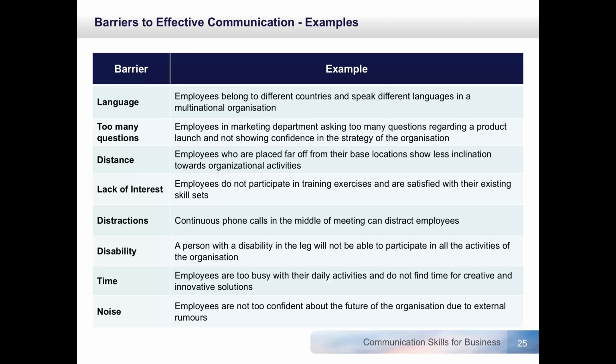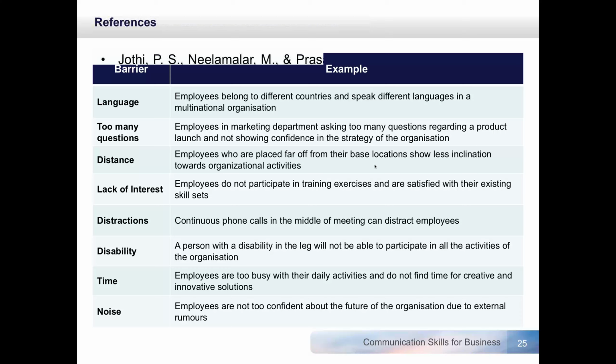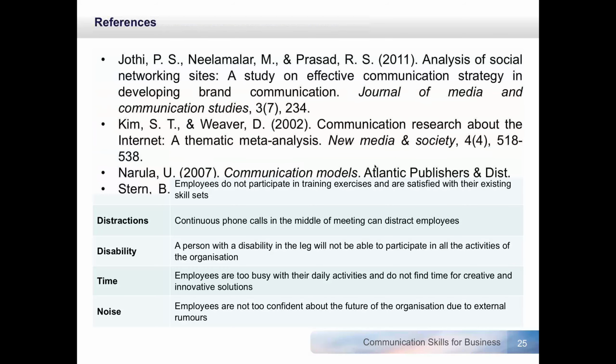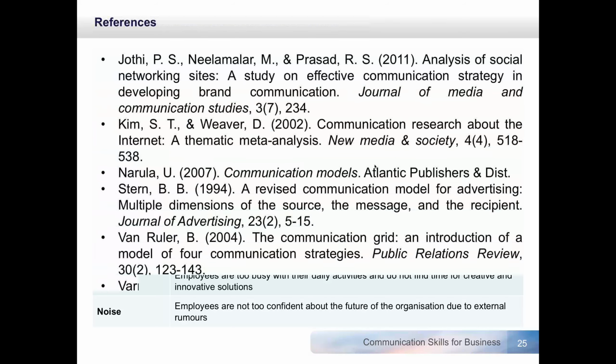You'd have environment under noise as well, wouldn't you? Yes, that is correct. If you're having a meeting, your environmental factors will come into consideration about the barriers to effective communication. That is absolutely correct as well. They will also constitute barriers to effective communication.